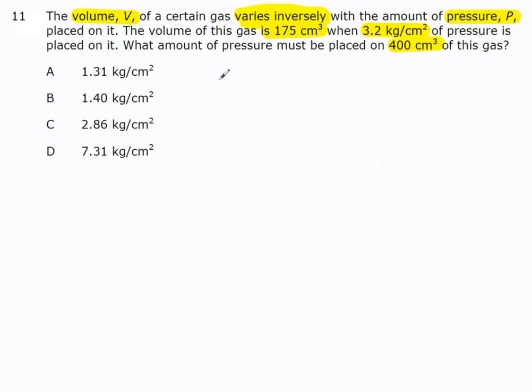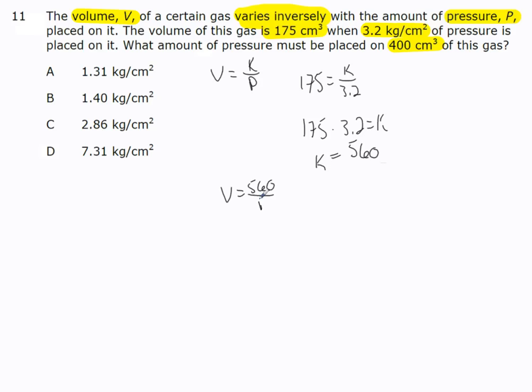All right, so varies inversely means that V is equal to something divided by P. That's what inverse variation means. To figure out that something, which is K, we're going to have to plug in values for V and P and solve for K. So the volume is 175 when the pressure is 3.2 kilograms per centimeter squared. To solve for K, I want to multiply both sides by 3.2. When I do that, I get K is equal to 560. So plugging that back into my original equation, we get the volume is equal to 560 divided by P.